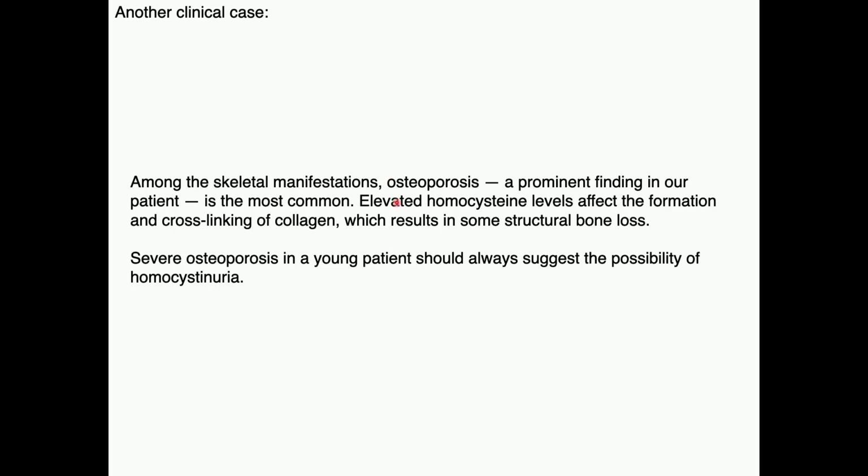Okay. So the homocysteine, that's affecting that cross-linking of collagen, and that can account for the skeletal malformations in our patient. The osteoporosis, that's a normal consequence of aging in most people, but it's very unusual in a 17-year-old. So with hyperhomocysteinemia or homocystinuria, the clinical pearl here is that you should always look for that if you have severe osteoporosis in a young person.